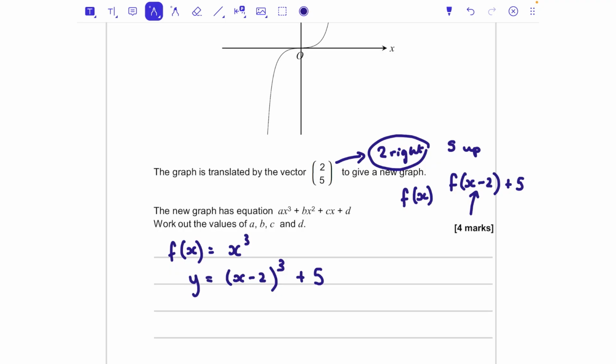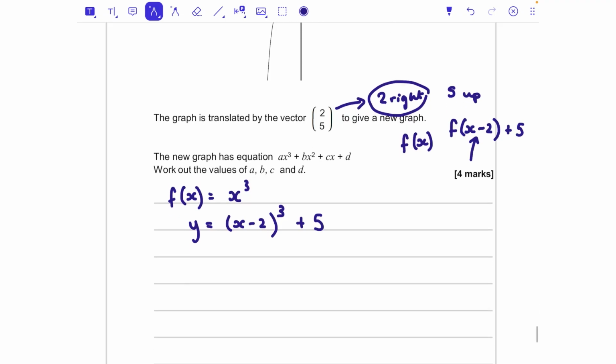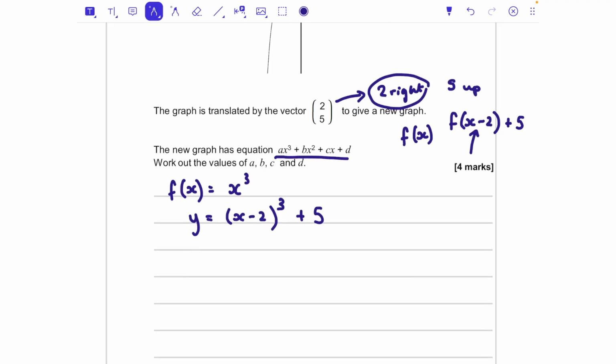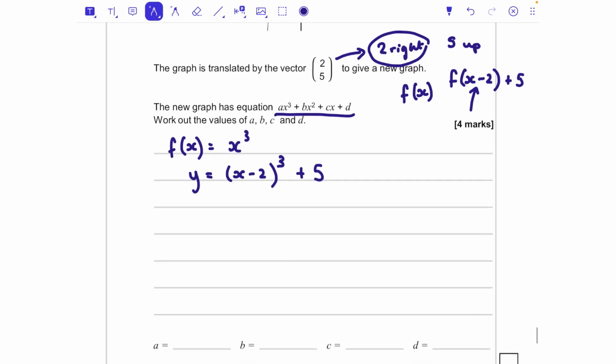So now I've got this graph. Now that's great, that is correct, but they've asked me to give it in this format. So I need to expand that bracket out. Now if I'm cubing the bracket, I need to do x minus 2 times another x minus 2 times another x minus 2, and then I'll add the 5 at the end. So expanding this out, I would get x squared minus 2x, so minus 4x, add 4.